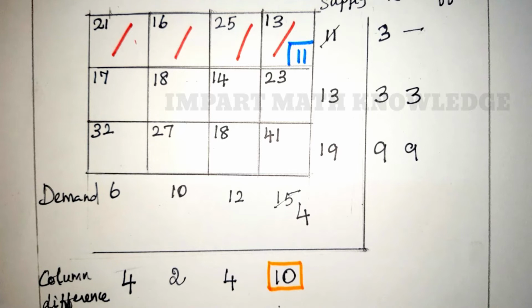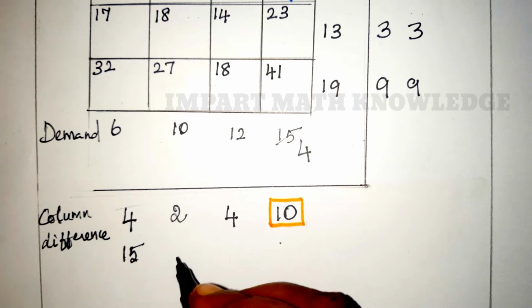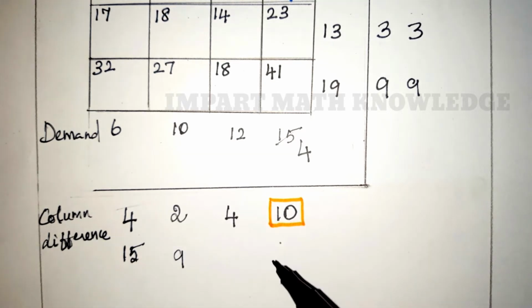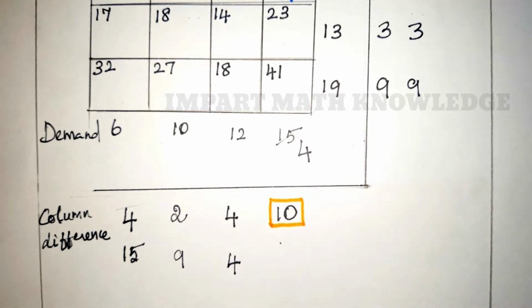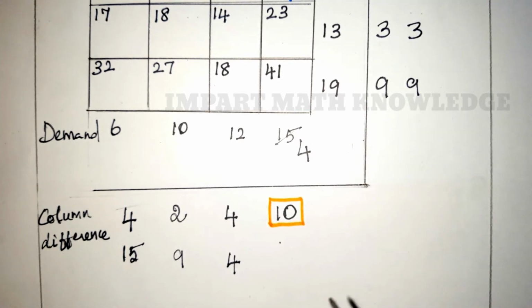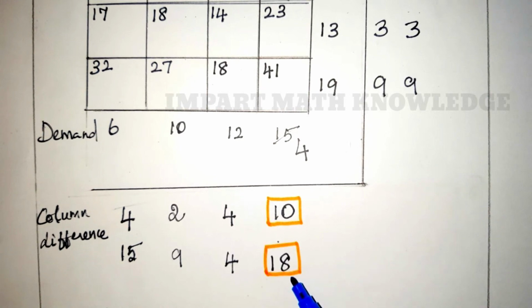The column difference, the first column, the difference between 17 and 32 is 15. The second column, 27 minus 18 is 9. The third column, the difference is 18 minus 14, which is 4. The fourth column, the difference is 41 minus 23. The difference is 18. The highest penalty is 18.